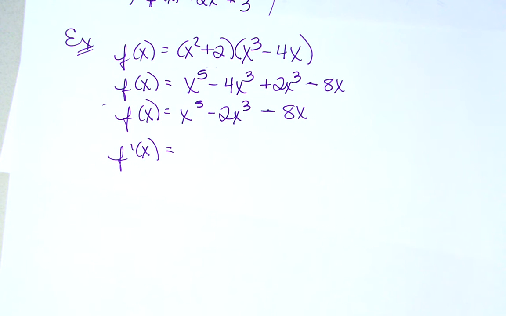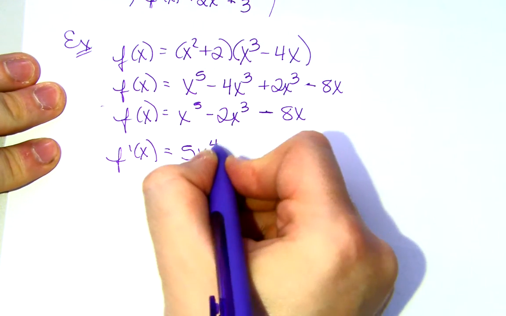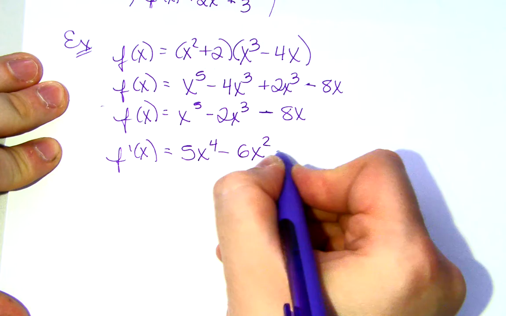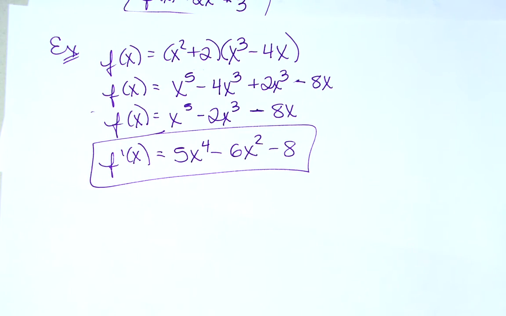Volunteer to tell me a derivative of this? And volunteer with raising your hand, maybe a new person. Although I don't think I've called on Philip yet. So Philip. 5x to the 4th minus 6x squared minus 8. Questions with this?